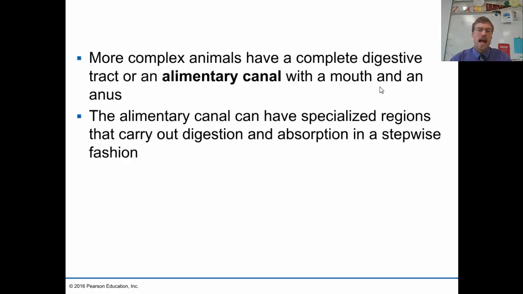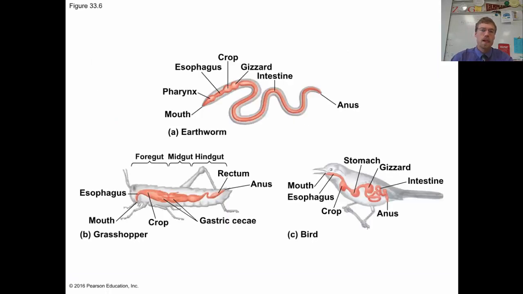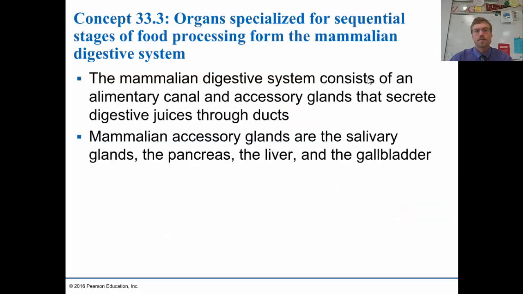More complex animals have a complete digestive tract or an alimentary canal with a mouth and an anus. So it's a one-way system. Alimentary canals can have specialized regions that carry out digestion and absorption in a stepwise fashion. For example, earthworms have a series of steps that goes from one end to the other with various specialized regions that do things. Same thing for grasshoppers and birds.